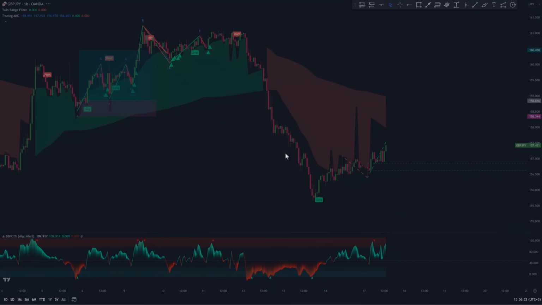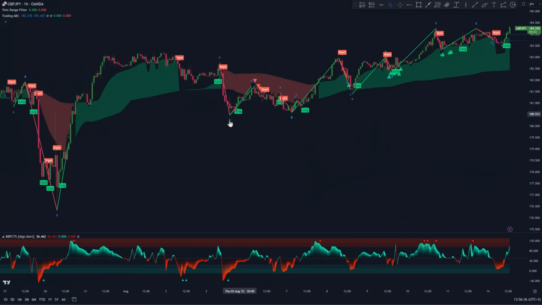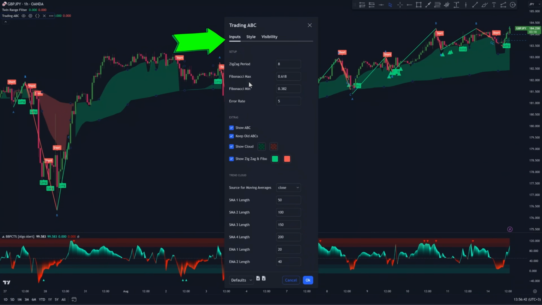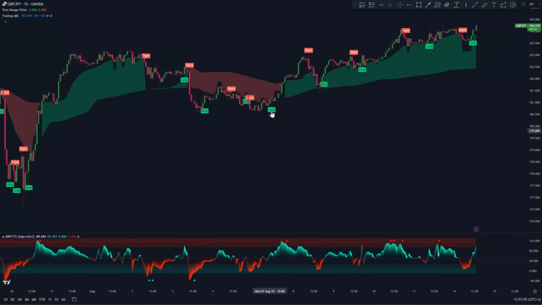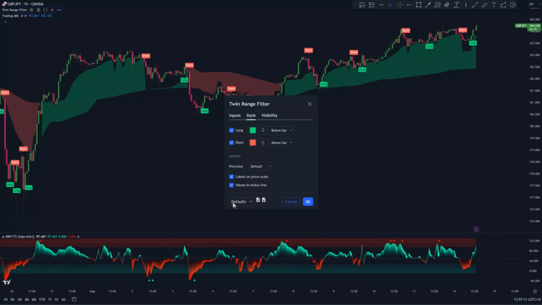Double-click on the Trading ABC indicator to access the settings panel. On the Inputs tab, disable these three options. Then on the Style tab, disable these two shapes options, and then click OK. For the Twin Range Filter, we're going to leave all the settings at the default values.